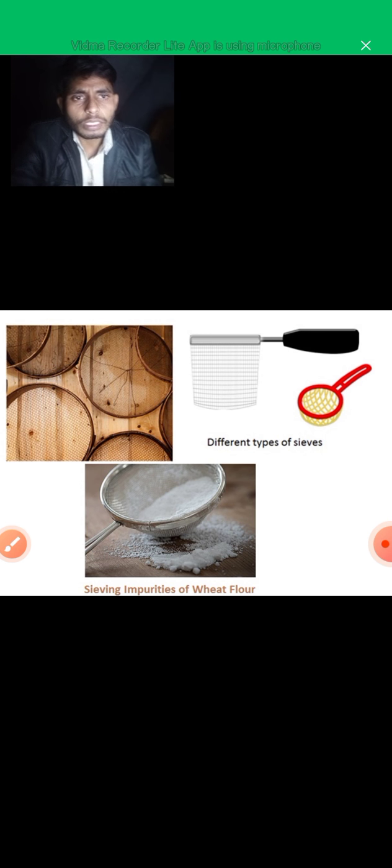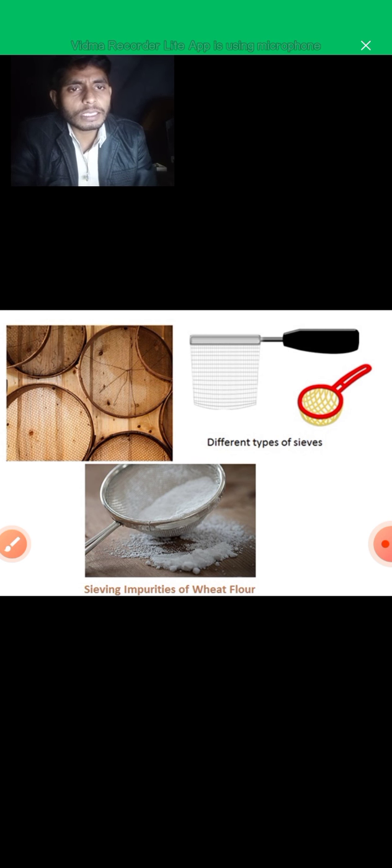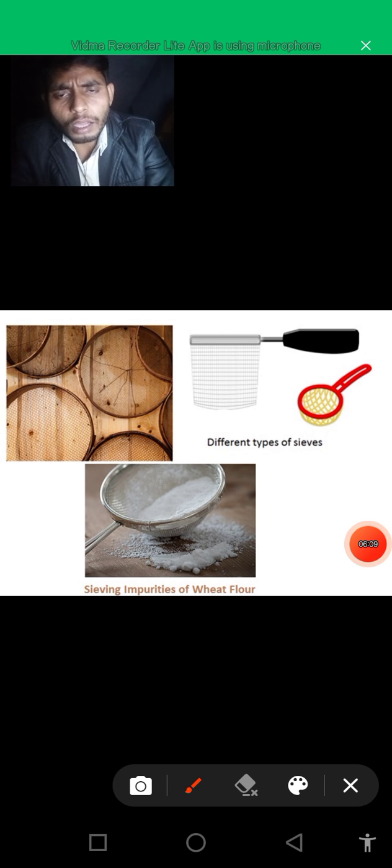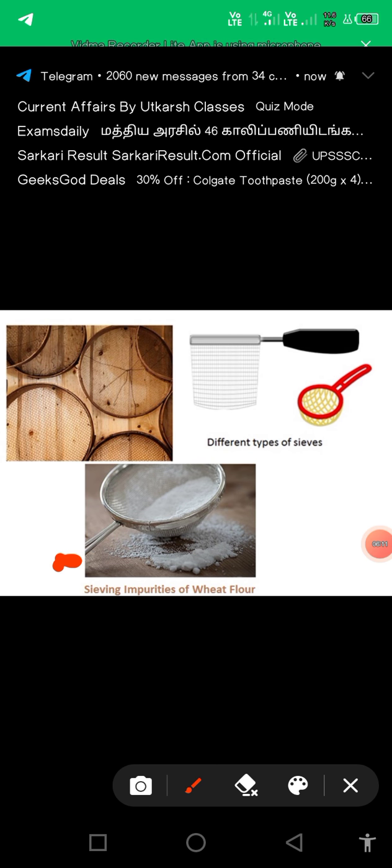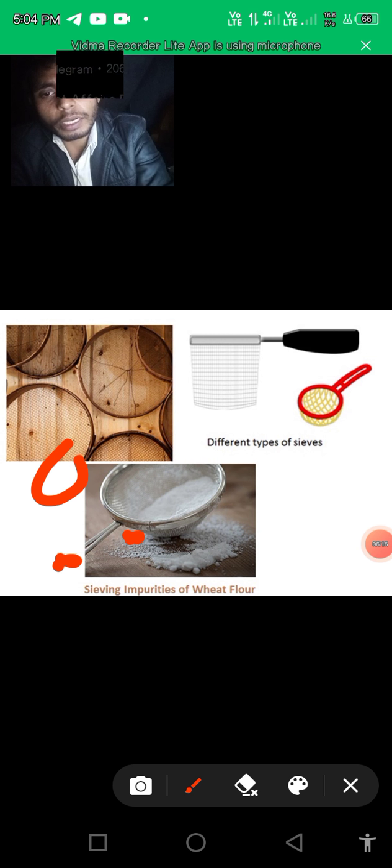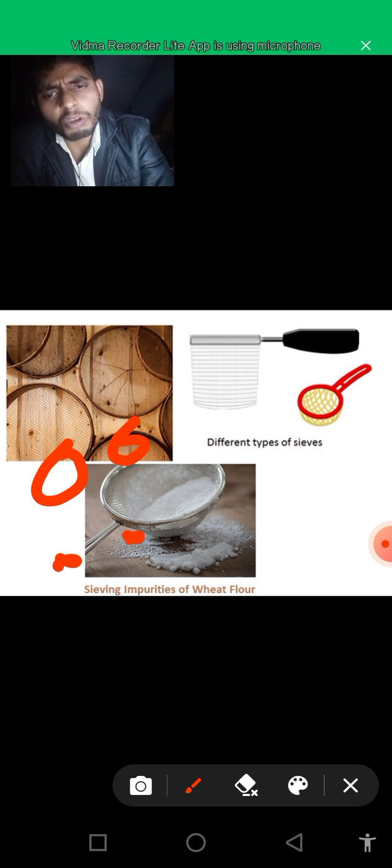Sieving is done to separate a mixture containing substances of different sizes. The mixture is passed through the pores of a sieve. All the smaller substances pass through easily, while the bigger component is retained.